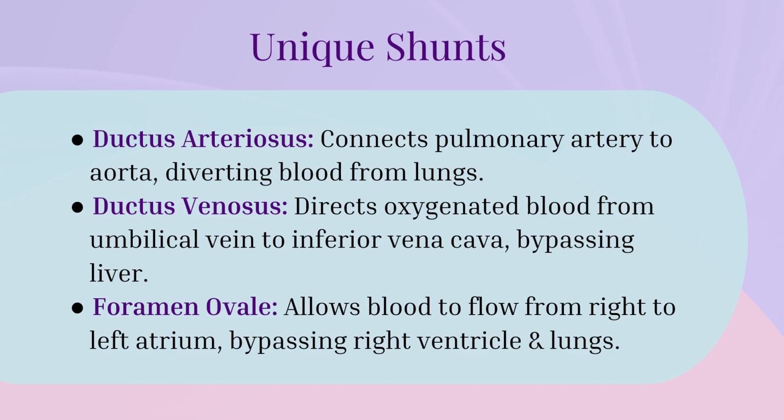Unique shunts. The ductus arteriosus connects the pulmonary artery to the aorta, diverting blood from the lungs. The ductus venosus directs oxygenated blood from the umbilical vein to the inferior vena cava, bypassing the liver. The foramen ovale allows blood to flow from the right to the left atrium, bypassing the right ventricle and lungs.